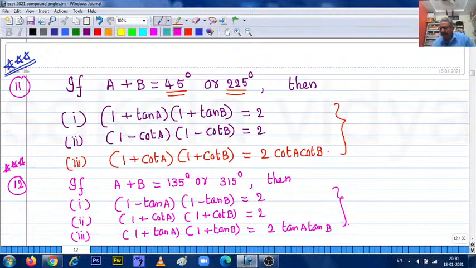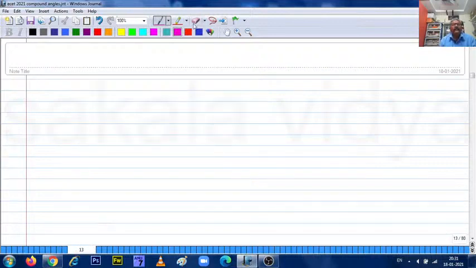Next one. Today I will discuss all the concepts in total. Tomorrow I will start the problems. So you need to practice these yourself. Now the 13th one.